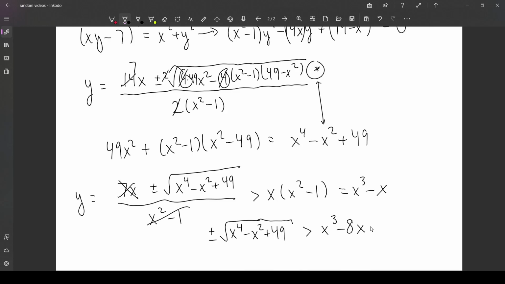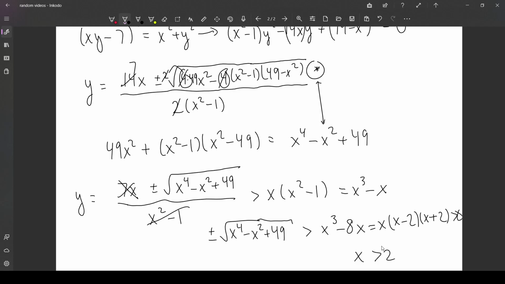Now, remember that in our case, we have x is greater than 2. So the reason why I chose this case to stop picking specific values of x is that when x is greater than 2, x cubed, so I'll write it here, x is greater than 2 implies that x cubed minus 8x is greater than 0. And the way you can see this is, well, this factors as x times x minus 2 times x plus 2.